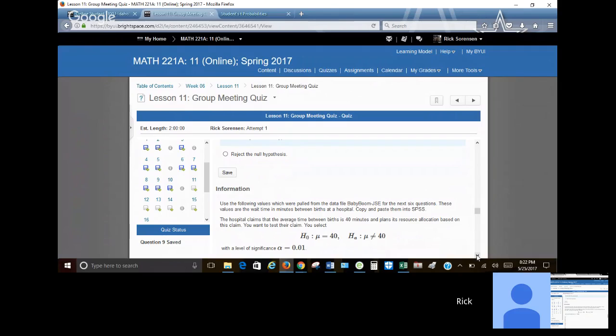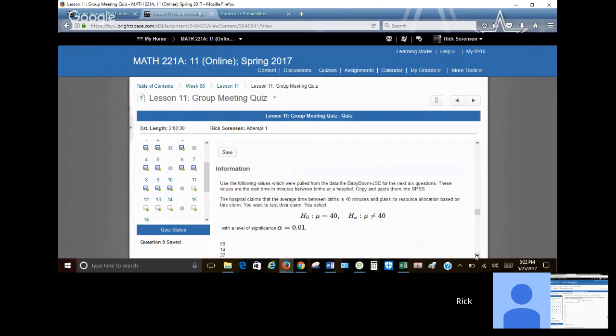Okay, so we got our baby boom values. This is the same kind of thing. We're using the time between births. The average time between births is 40 minutes. So our level of significance is very small, 0.01.